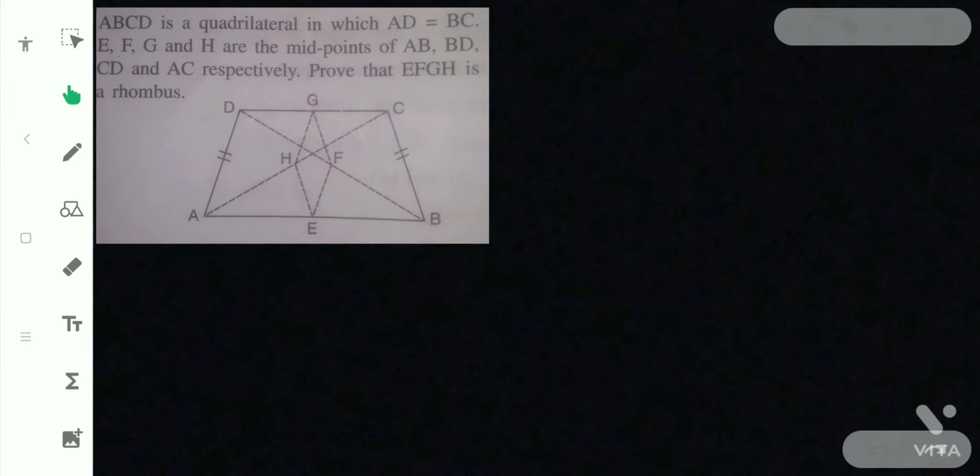So the first question is on your screen. Just have a look at it. ABCD is a quadrilateral in which AD is equal to BC. E, F, G, H are the midpoints of AB, BC, BD, CD and AC respectively. Prove that EFGH is a rhombus.